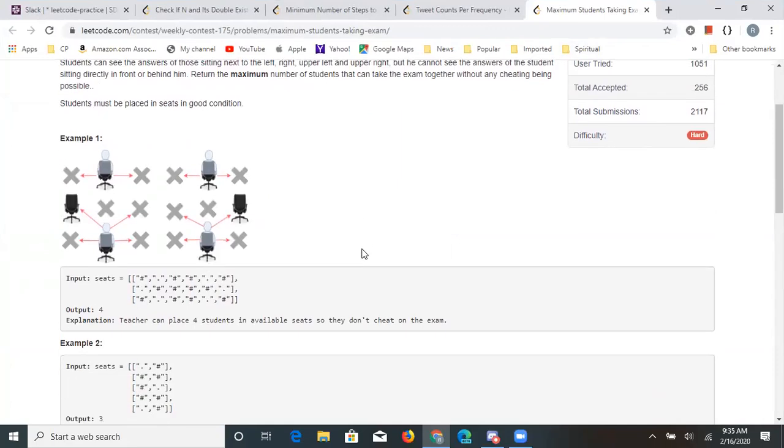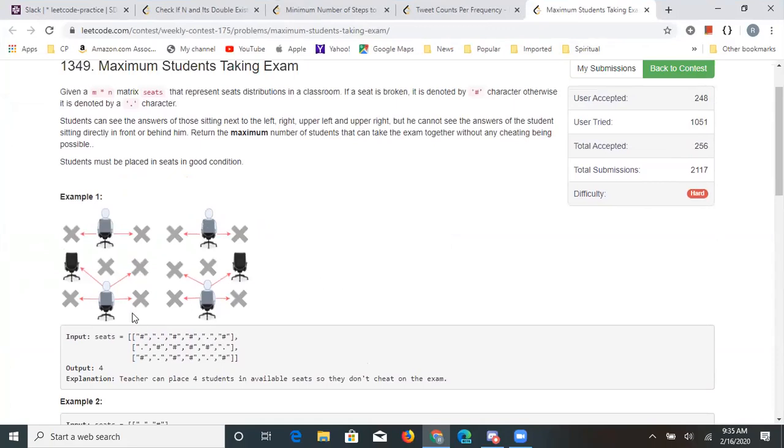So here you are given a grid. Actually, this is a classroom where students can take an exam, and a cross means that these chairs are not good. Let me check. Yes. And a dot means that you can sit on that. Any student could be seated there.